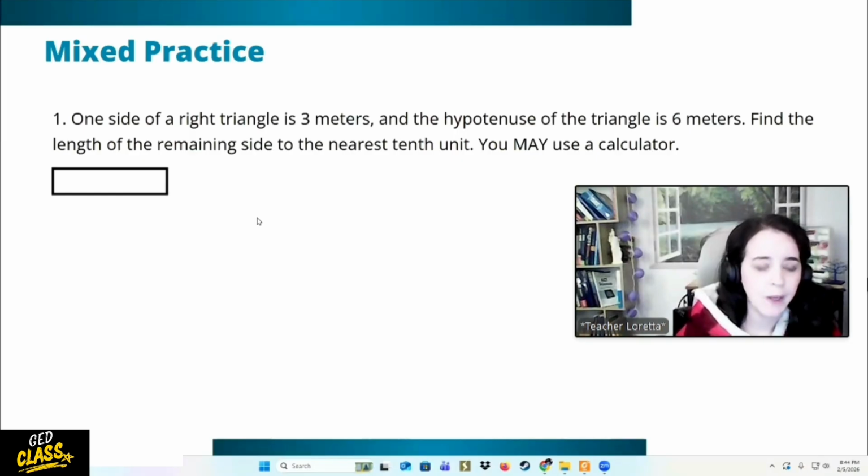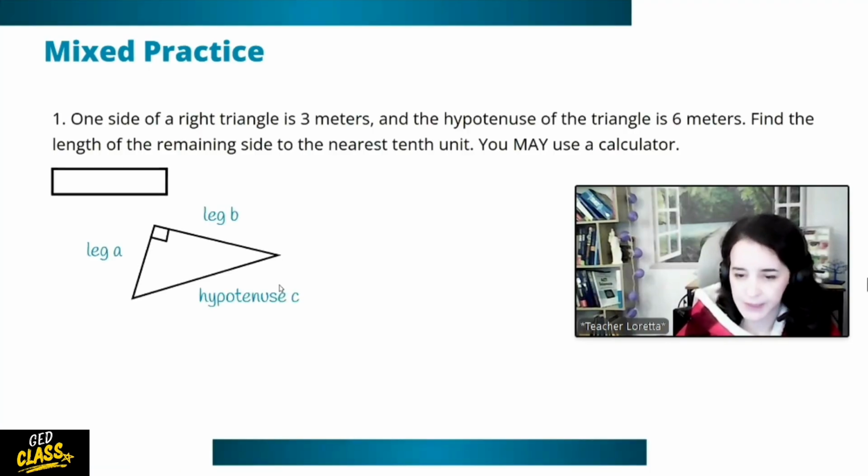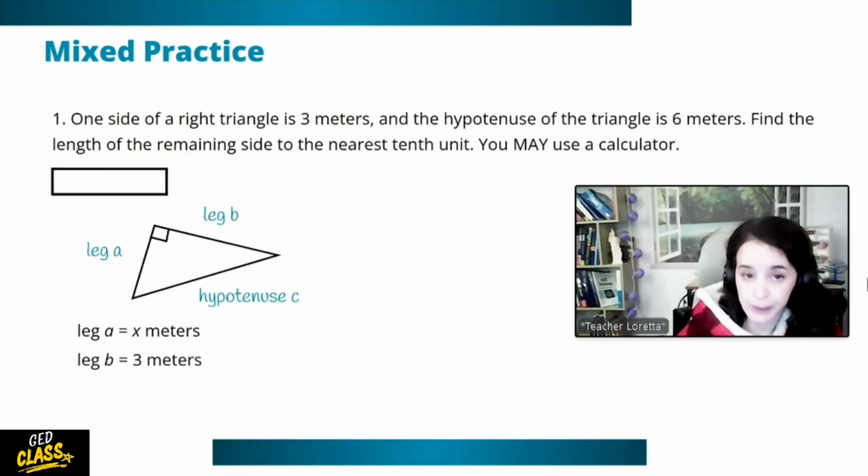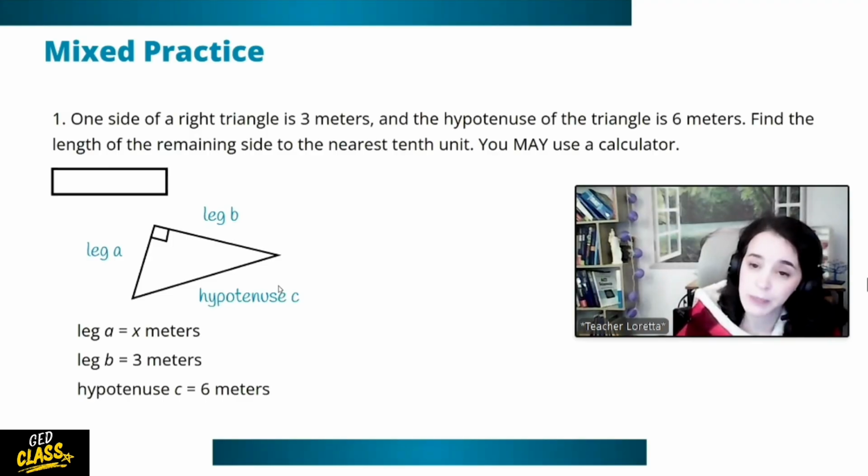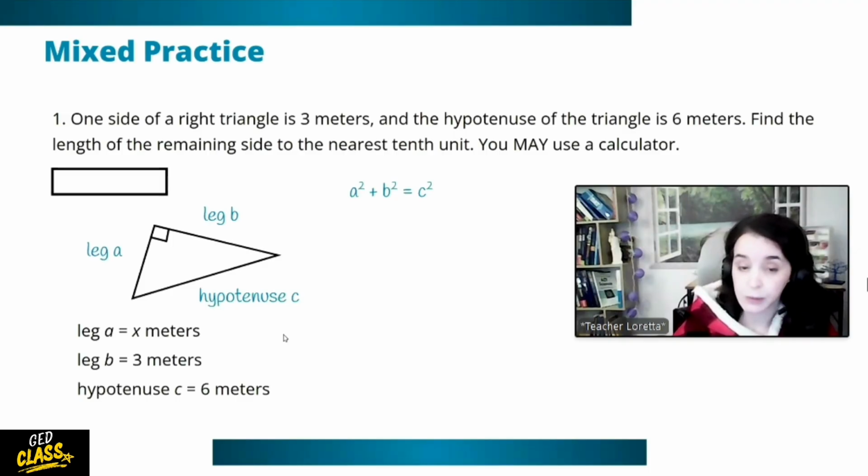So, if we drew a picture here, we could label one side A, another B, and the hypotenuse C. A is x meters. We don't know what it is. B is 3 meters. We do know it's 3 meters. And we'll call our hypotenuse C, and it is 6 meters. That is just the information they gave us, right? One side is 3 meters and the hypotenuse is 6 meters. So we can plug that into our a squared plus b squared equals c squared.